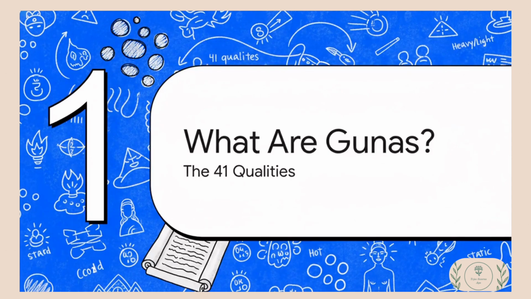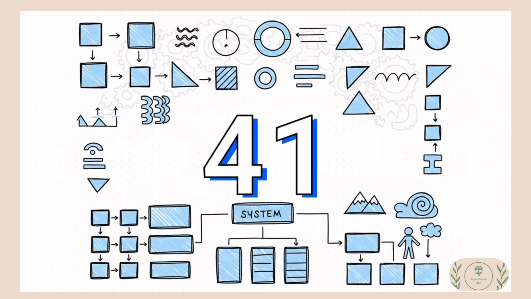So here's the kicker. According to this classical Ayurvedic text, the Charaka Samhita, there isn't some infinite, unknowable number of these qualities. Nope. The idea is that the entire universe, with all its mind-boggling complexity, can be described using just 41 of them. 41 distinct gunas. Yeah, just 41. Think of it as a complete toolkit for describing reality.